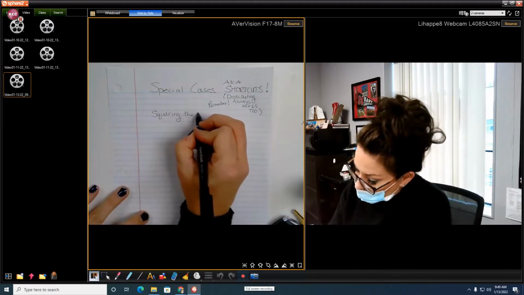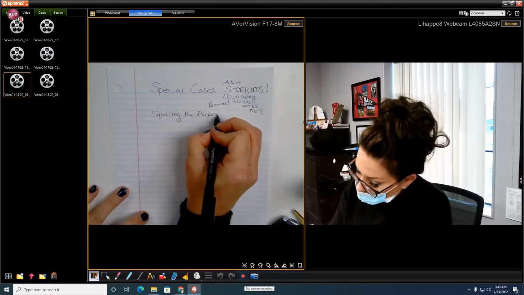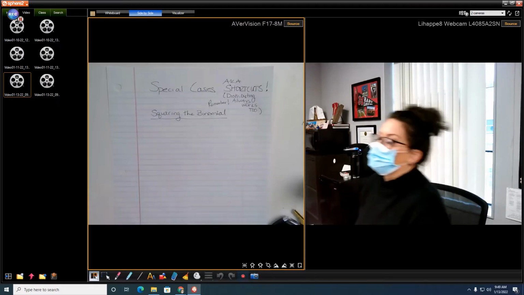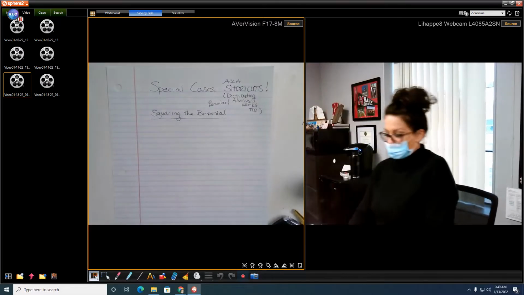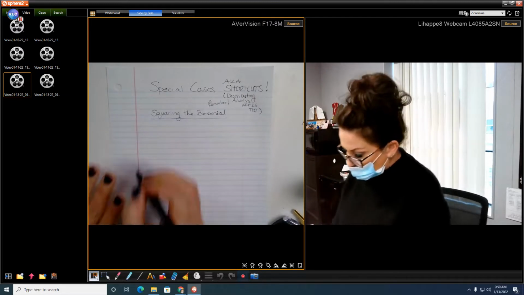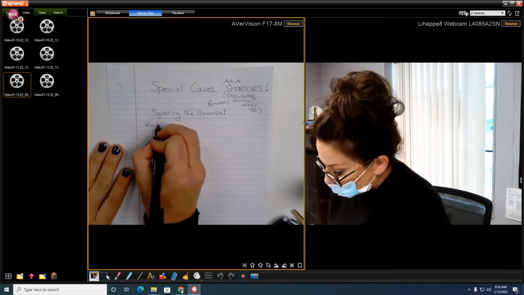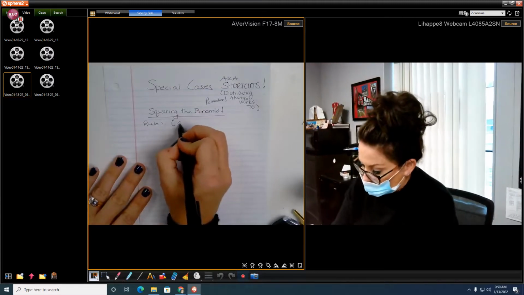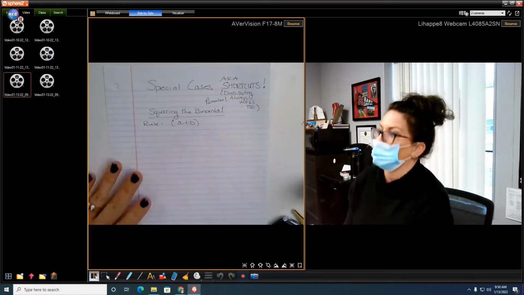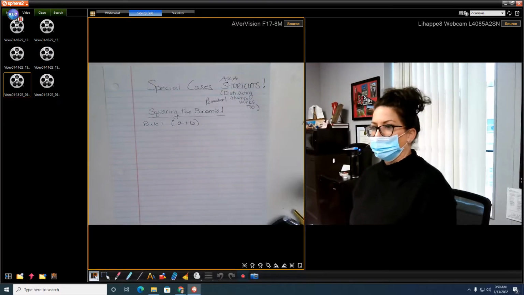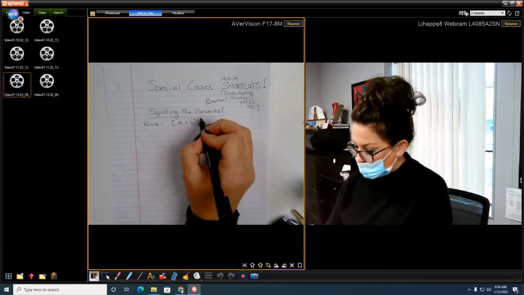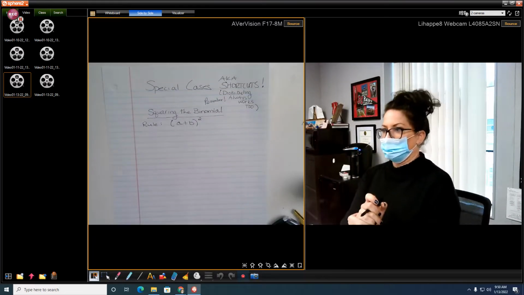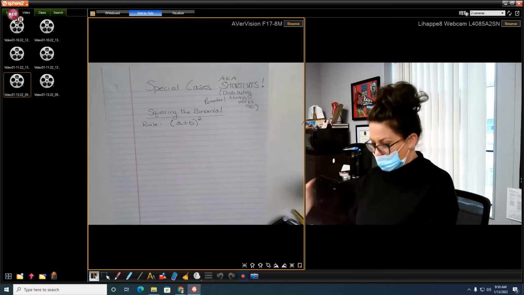Squaring the binomial. So this is all about pattern work with the binomials. Squaring the binomial means that if I have a binomial that looks like a plus b, and it tells me to square the binomial, if it fits this pattern, a binomial times itself.